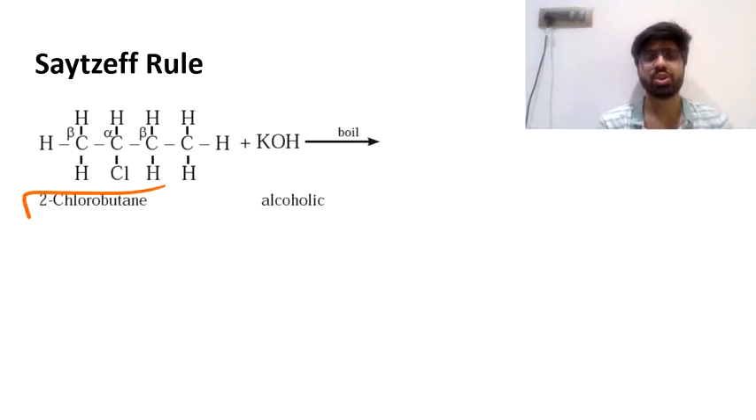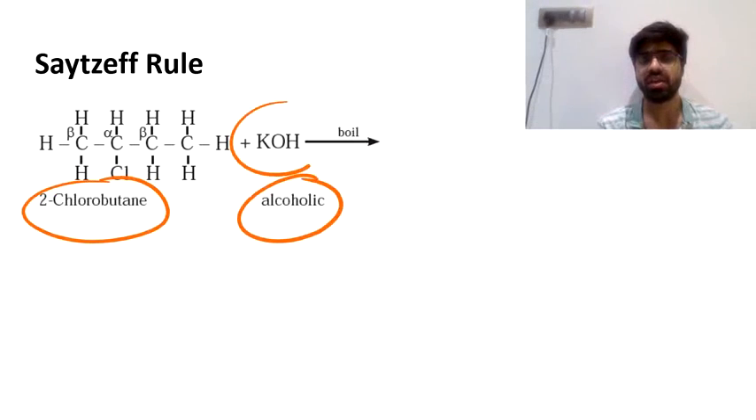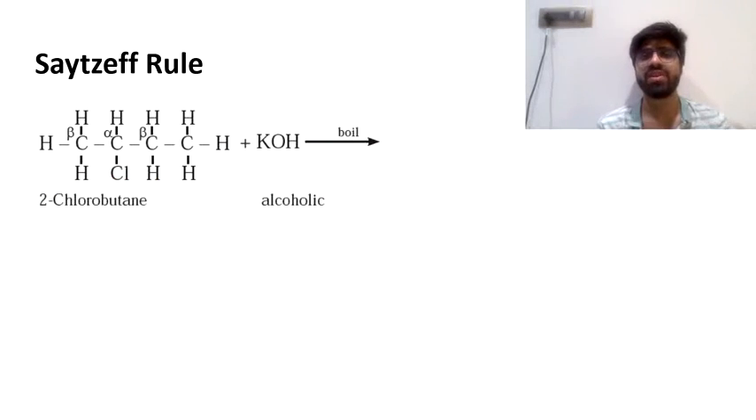Now this compound is 2-chlorobutane. When you make 2-chlorobutane react with alcoholic KOH, it is obvious that the halogen atom will come out with a hydrogen atom from the neighboring carbon atom. So one possibility is that the chlorine atom here is going to come out with the hydrogen atom here, and the other possibility is that this chlorine atom can come out with the hydrogen atom here.